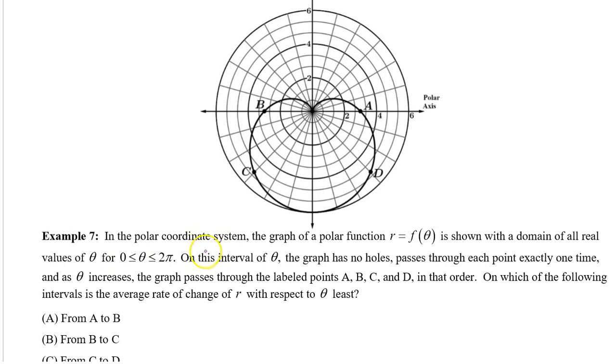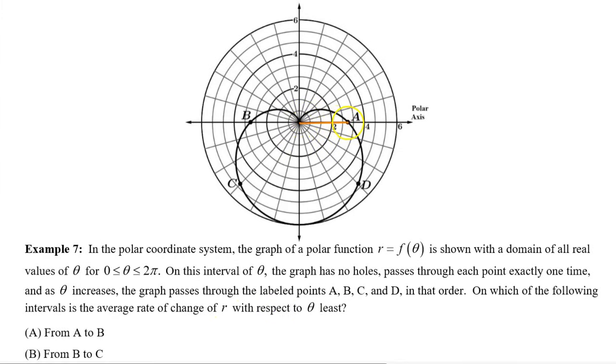Example 7. In the polar coordinate system, the graph of polar function r equals f of theta is shown with a domain of all real values of theta on the interval from 0 to 2 pi. On this interval of theta, the graph has no holes, passes through each point exactly one time, and as theta increases, the graph passes through the labeled points A, B, C, and D in that order. On which of the following intervals is the average rate of change of r with respect to theta the least?